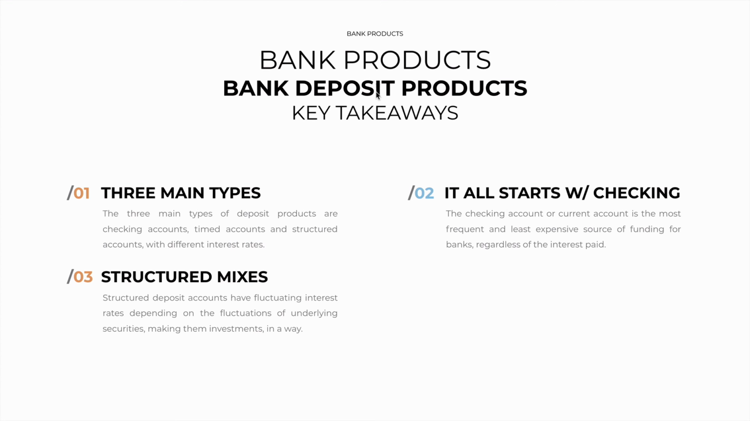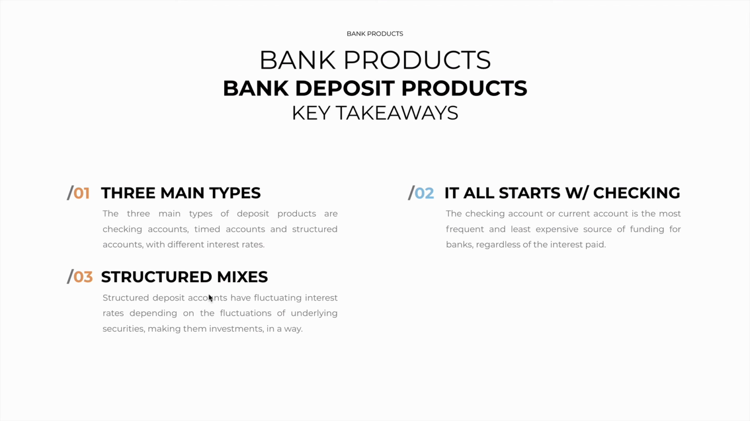What are our key takeaways here? The first is that there are 3 main types of deposit products. These are checking accounts, timed accounts, also known as savings accounts, and finally, structured accounts. These all have different interest rates and maturities, both among the 3 categories as products, but even within each category. Then, it all starts with a checking account. The checking account, or current account, or MTA, money transfer account, is the most frequent and the least expensive type of funding for a bank, regardless of the interest that is paid.